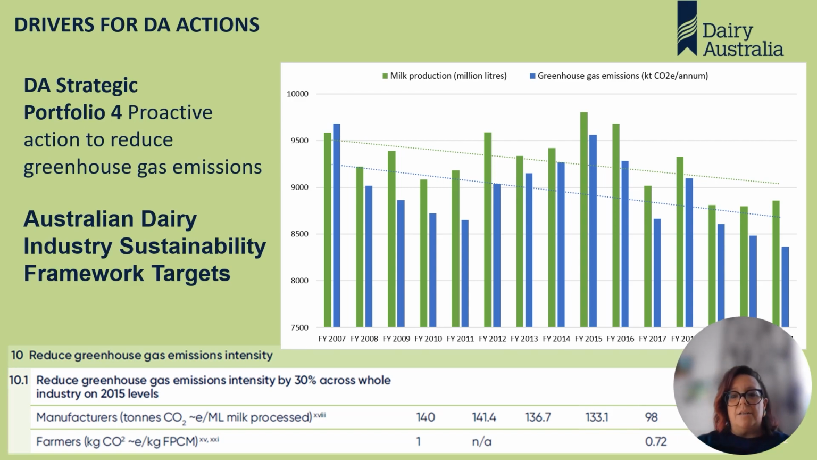The Australian Dairy Industry Council, which is comprised of the farming and processor peak bodies, also has the Dairy Sustainability Framework in place. That's been in place since 2010. And the industry has agreed through that framework on a whole of industry goal to reduce greenhouse gas emissions intensity by 30% by 2030 relative to 2015 levels.